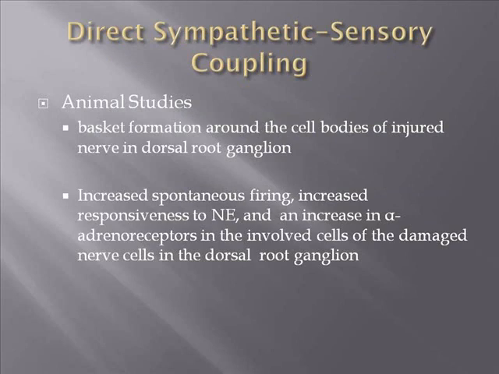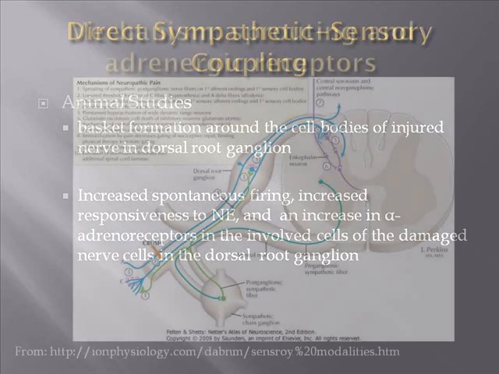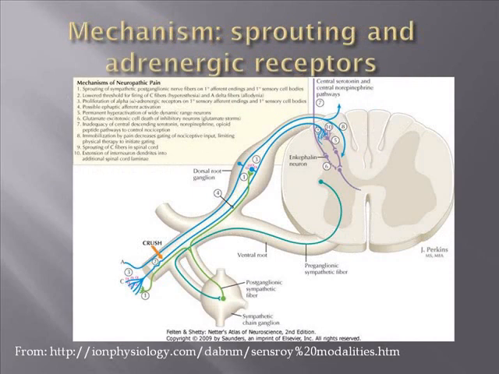Animal studies have shown that following nerve lesions, sprouting of the sympathetic nerves can form baskets, or what I would describe as a kind of scaffold, around the cell bodies of the injured nerve in the dorsal root ganglion. In addition, it was noted that there was an increase in spontaneous firing, increased responsiveness to norepinephrine, and an increase in alpha adrenoreceptors in the involved cells in the dorsal root ganglion. The physical manifestation of the sympathetic baskets does provide an anatomical structure for the sympathetic and sensory nerve coupling.